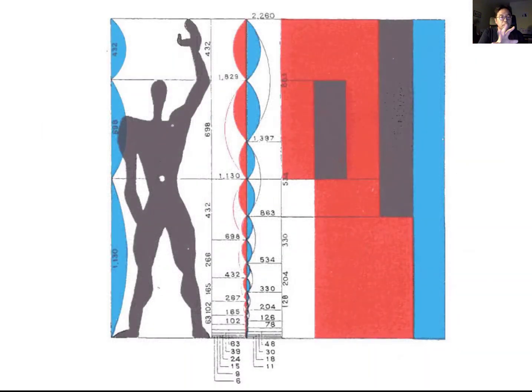So you're probably familiar with this image. This is the Modulor Man from Le Corbusier. I think you've probably heard about Le Corbusier. Le Corbusier is a Swiss architect, and one of the most important modern architects in our history.